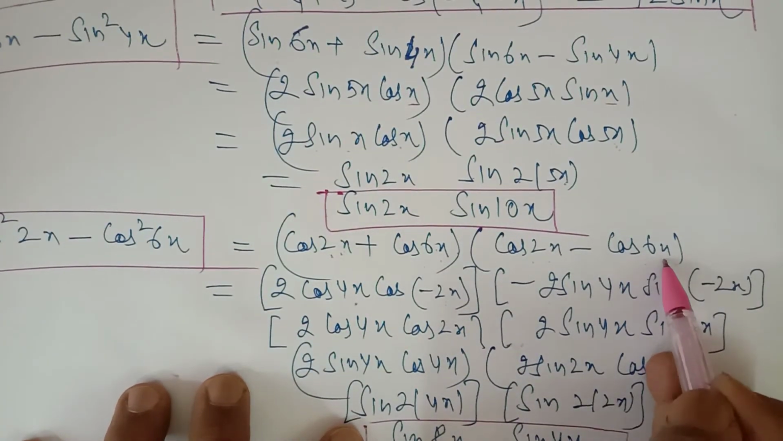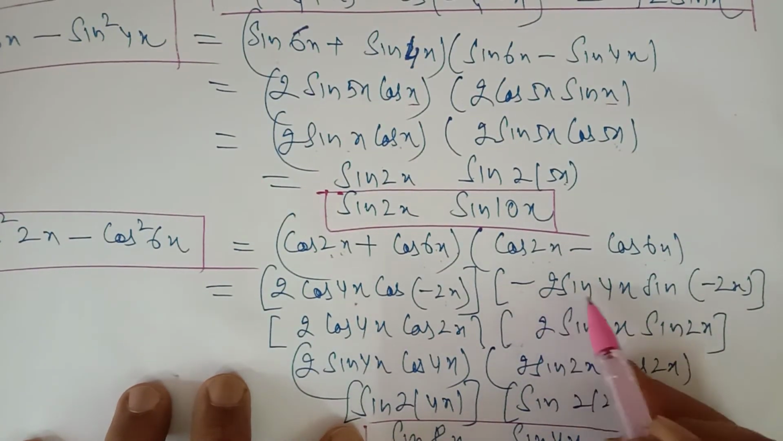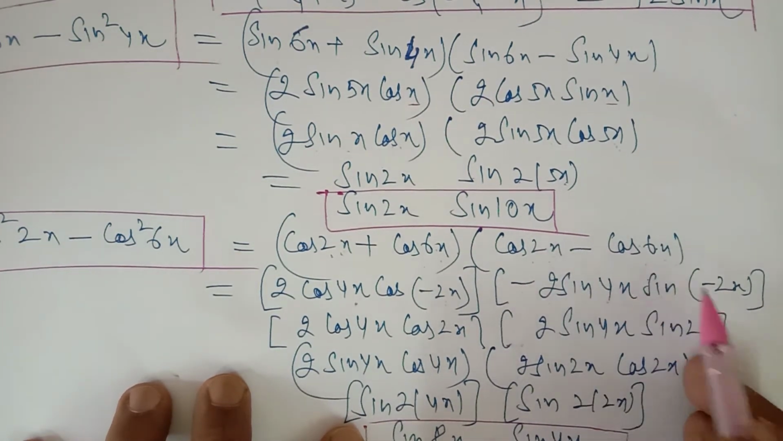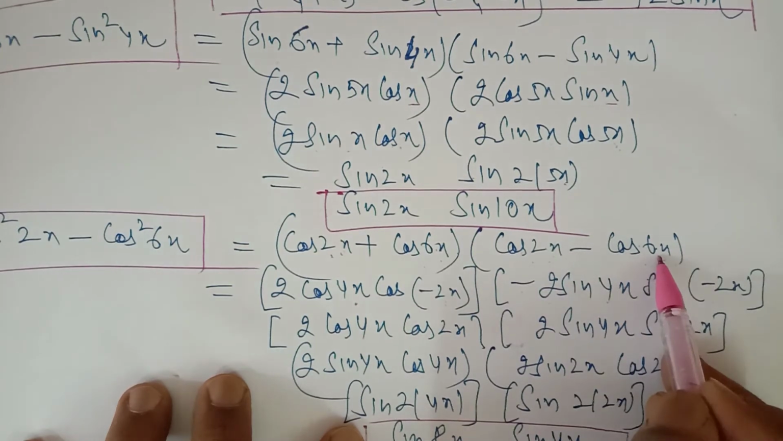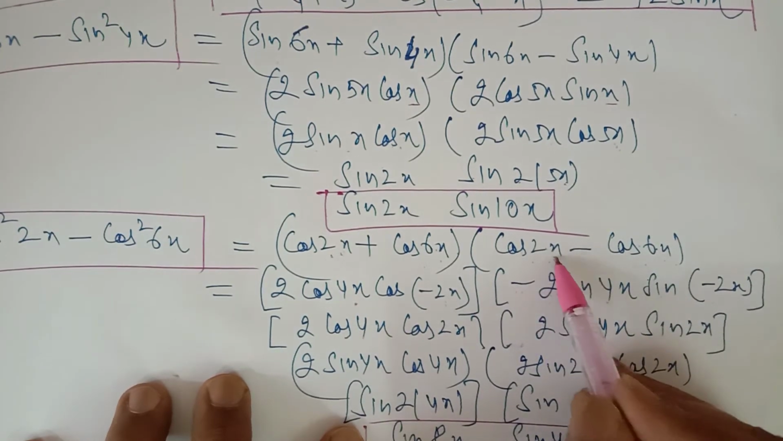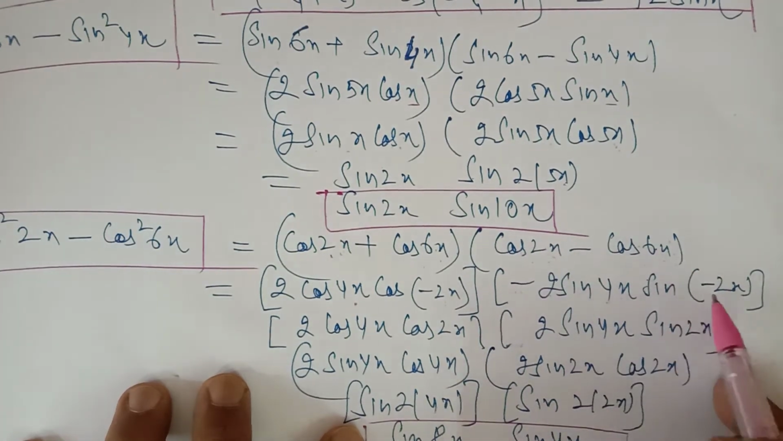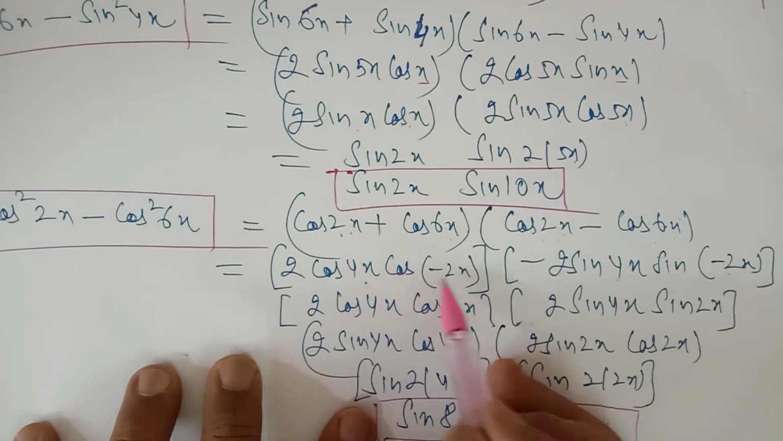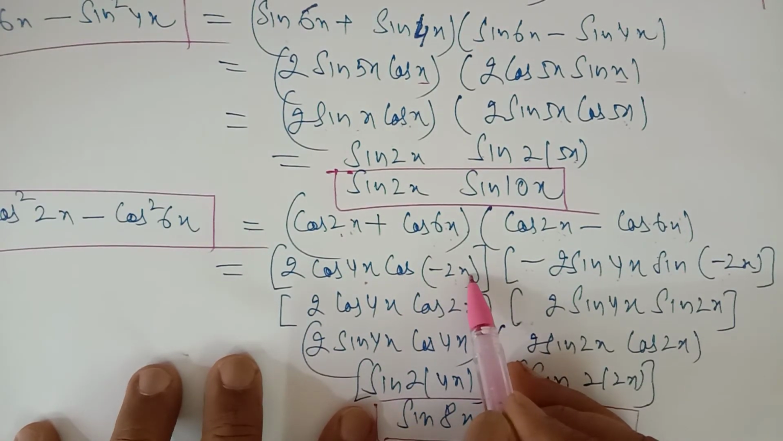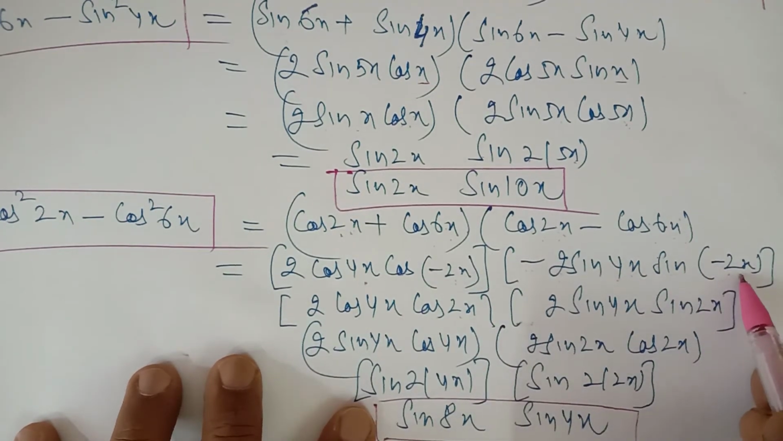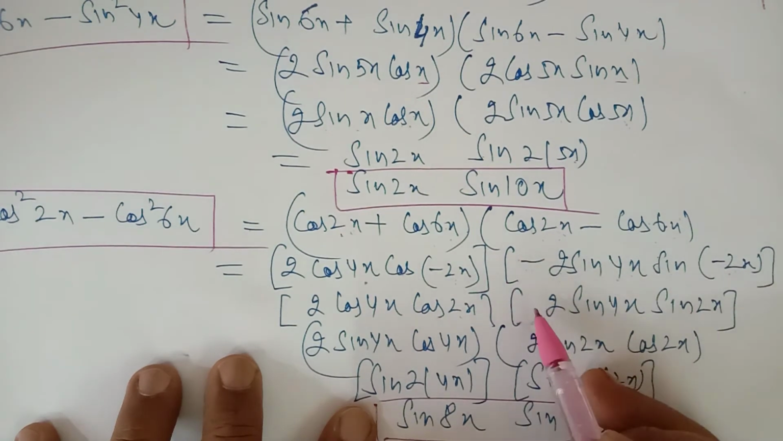The cos A minus cos B formula is minus 2 sin (A plus B)/2 sin (A minus B)/2. See the arrangement here. Cos of minus theta is equal to plus cos theta, in the fourth quadrant cos is positive. Sin of minus theta is equal to minus sin theta, and in the fourth quadrant sin is negative. So this will become positive.